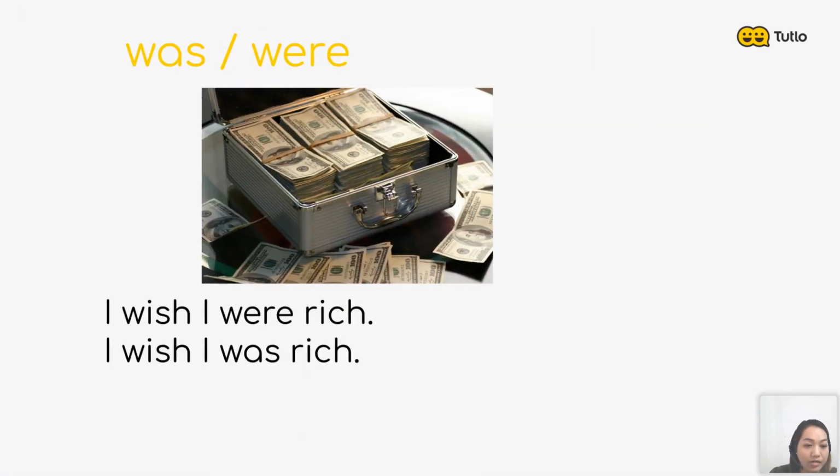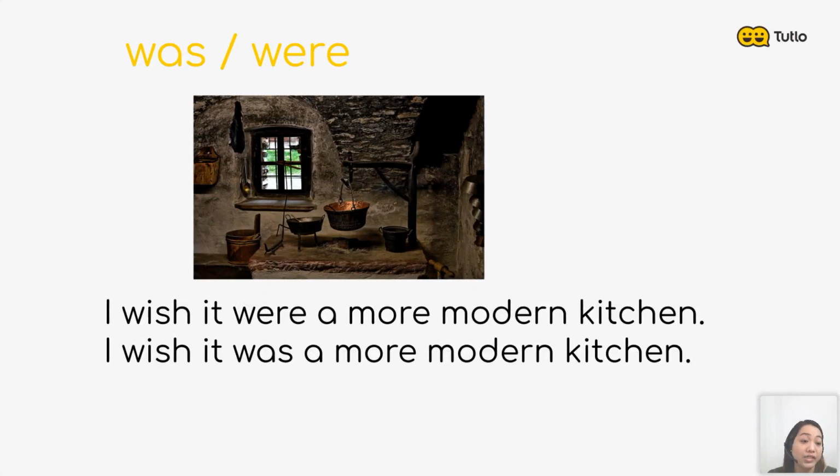Here, for example, I wish I were rich. Yes, I wish I was rich. Okay, in this case, they are both correct, but let me just tell you again, a hypothetical situation must be used with were. Or like this, I wish it were a more modern kitchen. I wish it was a more modern kitchen. Again, one more time, they are both correct grammatically. It's just that in a more hypothetical situation, use were.